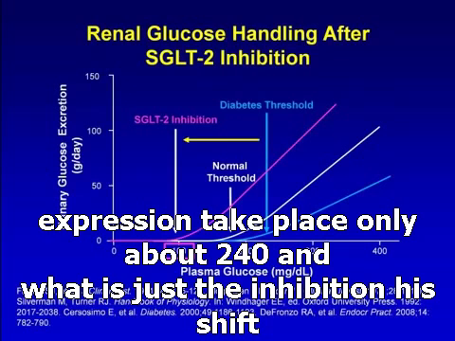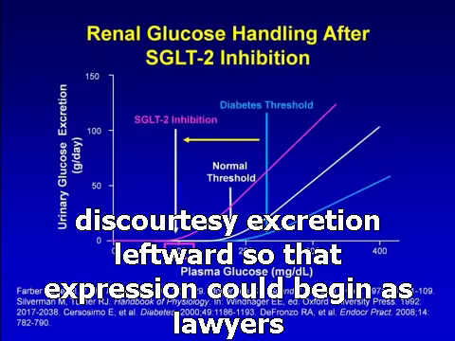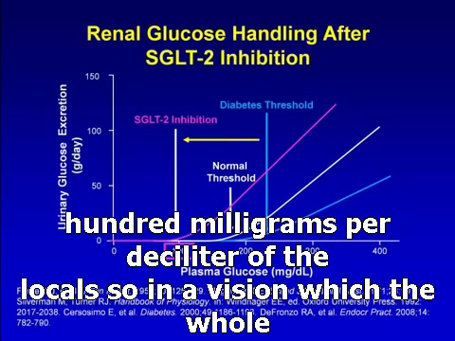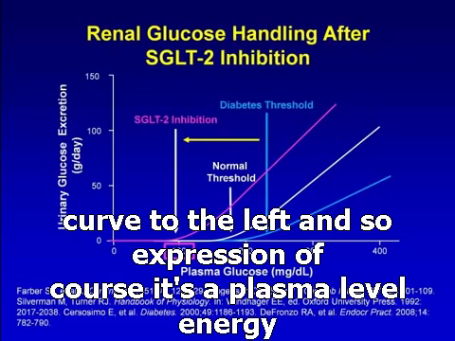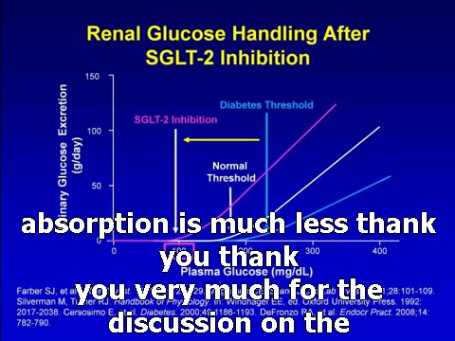Now what SGLT inhibition does is shift this curve of excretion leftward, so that excretion could begin as low as 100 milligrams per deciliter of glucose. So inhibition would shift the whole curve to the left, and excretion occurs at an earlier plasma level and reabsorption is much less.